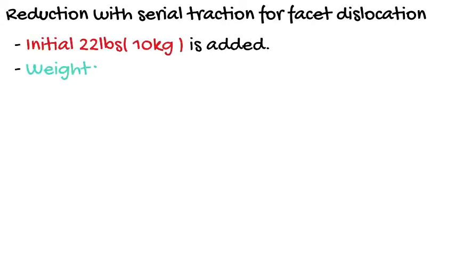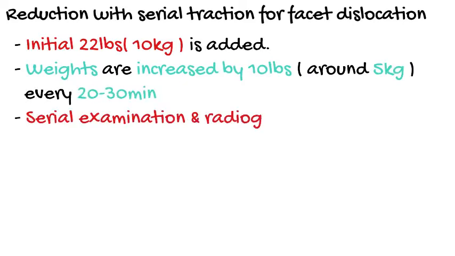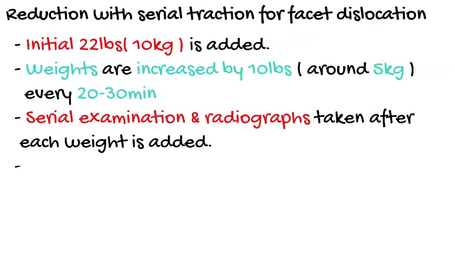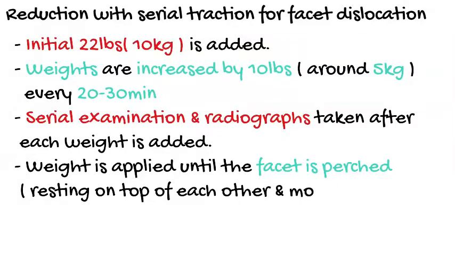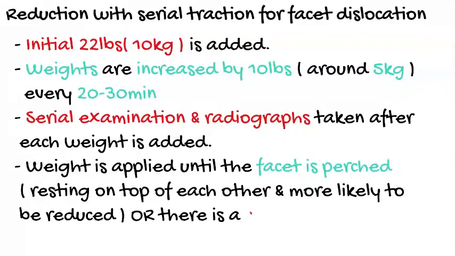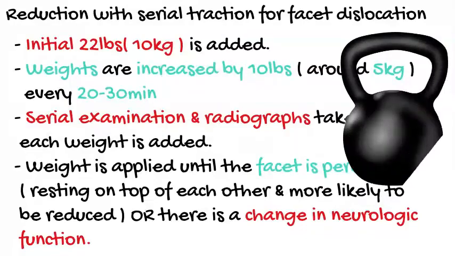How do you do reduction with serial traction for facet dislocation? First, an initial 22 pounds, or around 10 kg, is added. Weight is increased by 10 pounds, around 5 kg, every 20 to 30 minutes. Serial examination and radiograph are taken after each weight is added. Weight is applied until the facet is perched, which means it is resting on top of each other and more likely to be reduced, or if there is a change in neurologic function.